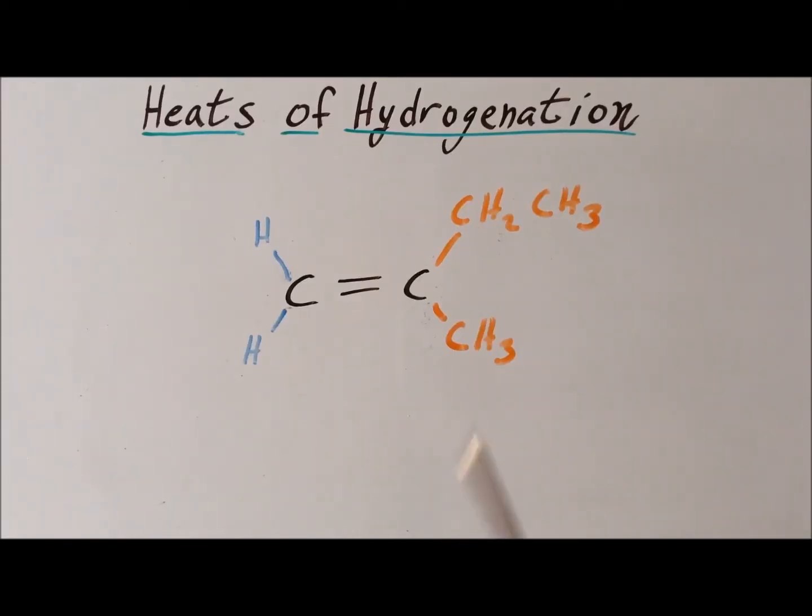Here is the compound 2-methyl-1-butene. Notice that this compound has two R groups which are simply hydrogens, but it has two alkyl R groups. One of those alkyl groups is a methyl group, and the other is an ethyl group. This compound has the stability that we would predict based upon the fact that it has two alkyl R groups attached directly to the carbon-carbon double bond.